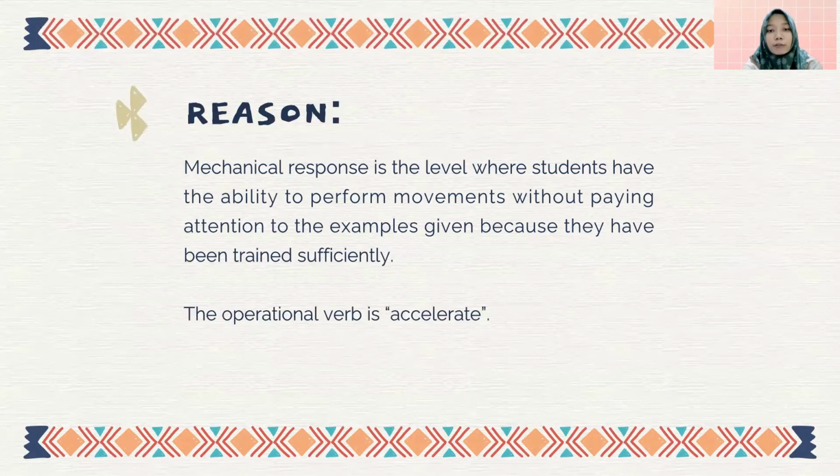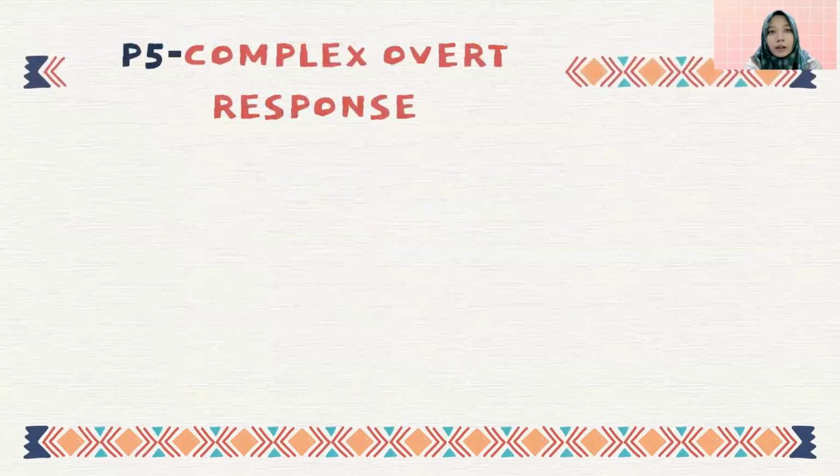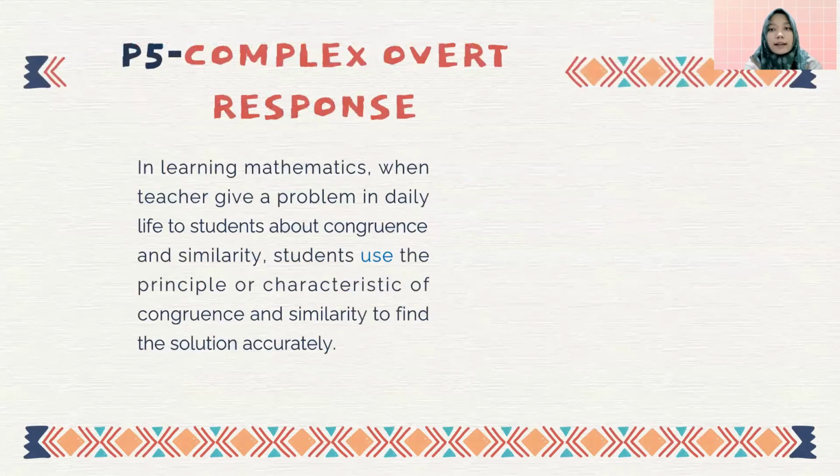So, the operational verb is accelerate. P5, complex overt response. The example, in learning mathematics, when the teacher gives a problem in daily life to students about congruence and similarity, students use the principle or characteristic of congruence and similarity to find the solution accurately.